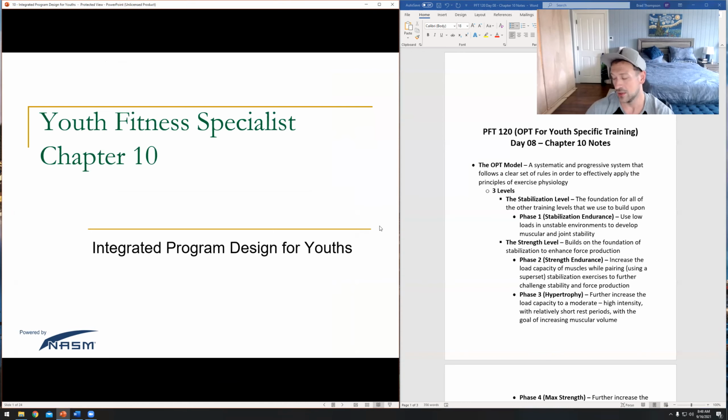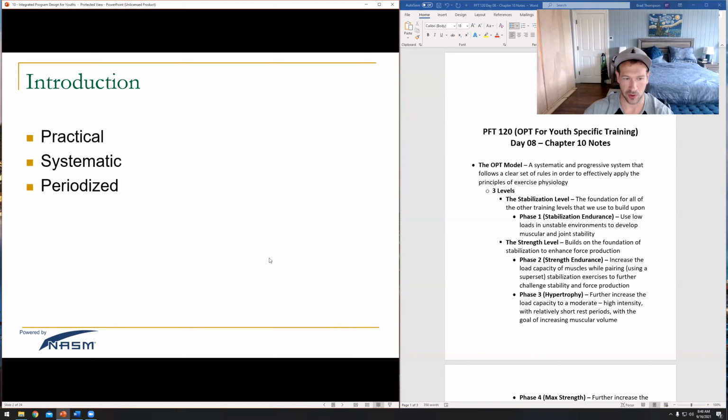We do want to know how to pick the right exercises and the right level and stuff. But that's the overall approach to program design. And I've got a lot to get through.